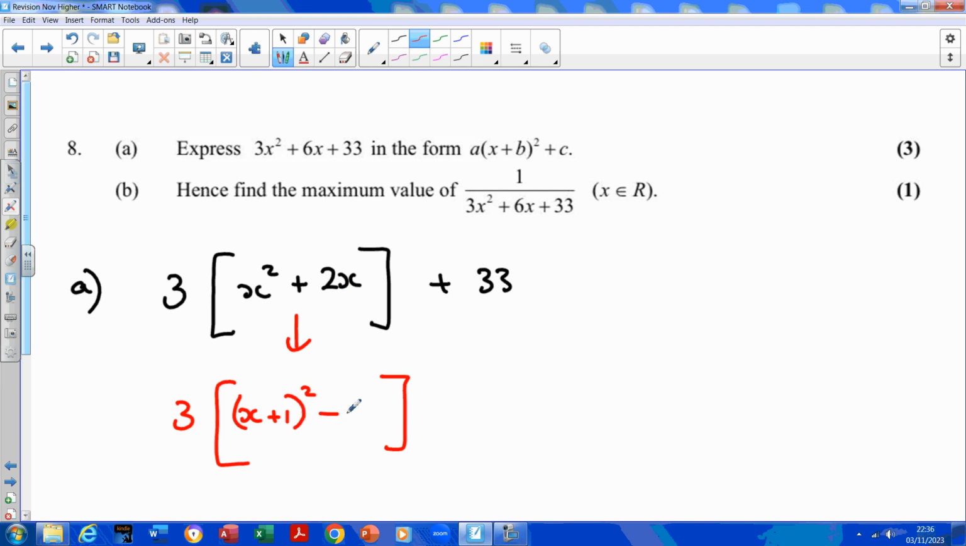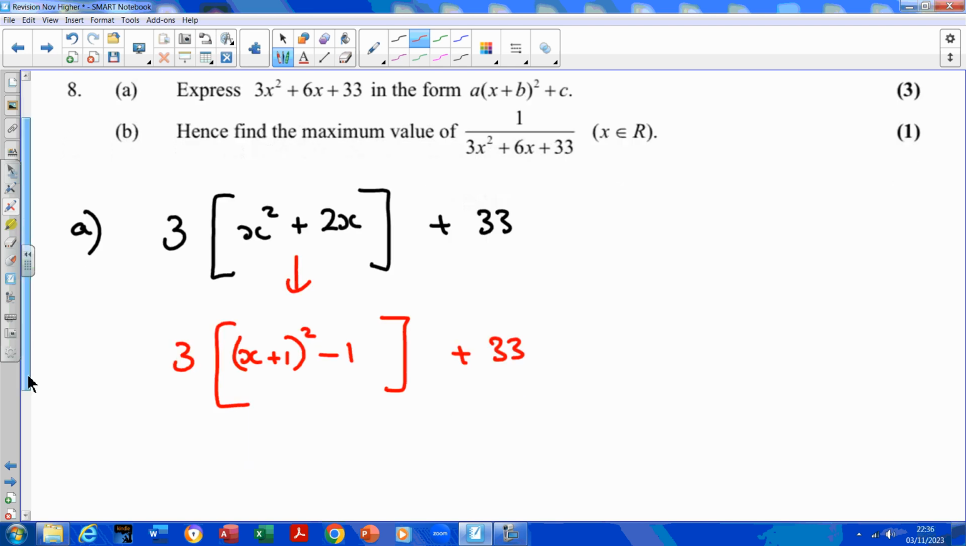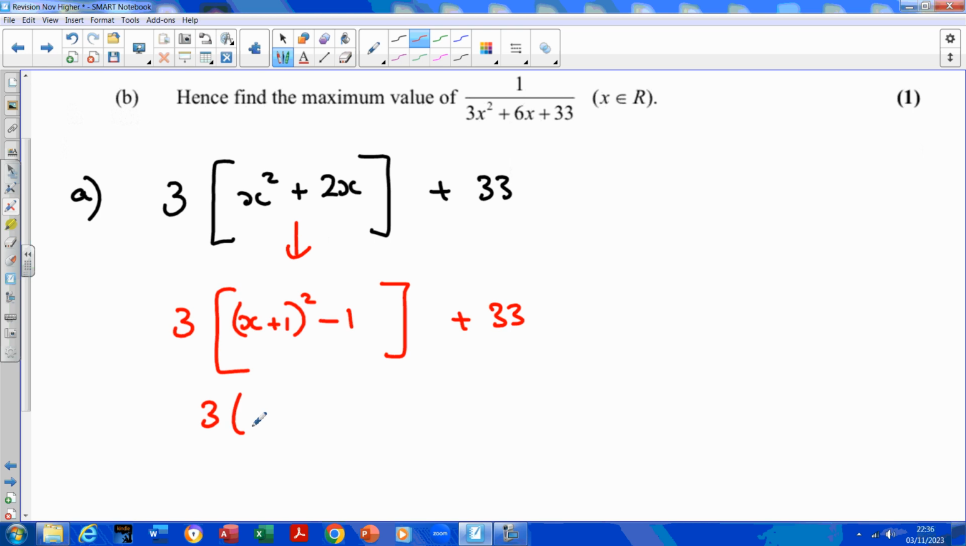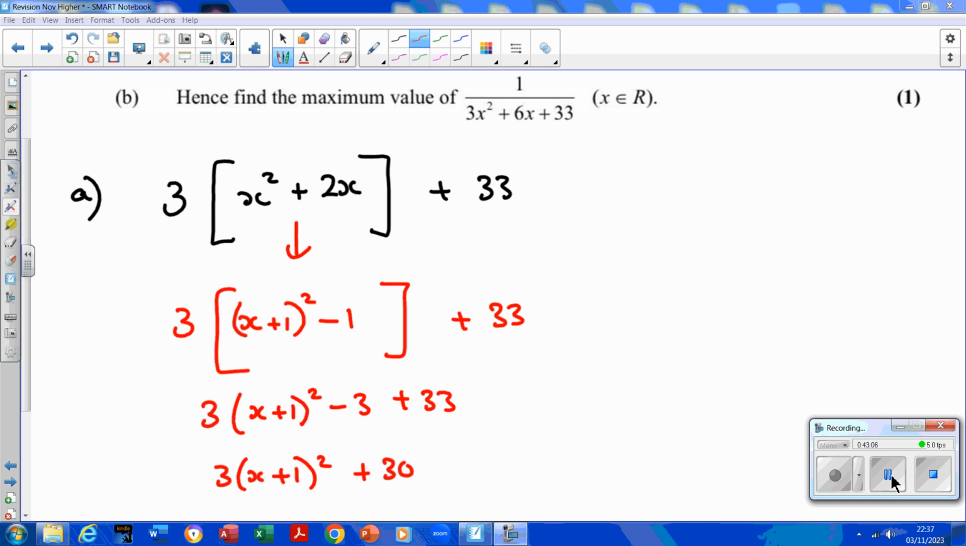So I'm taking away 1. And plus 33 is still sitting out there. Get rid of the 3. So it's 3 bracket x plus 1 all squared minus 3 plus 33. So that will give me 3 times x plus 1 all squared, 33 take away 3 is plus 30. And that's the square has all been completed.